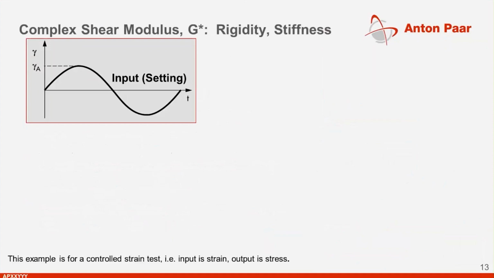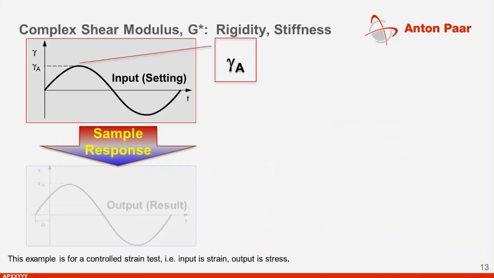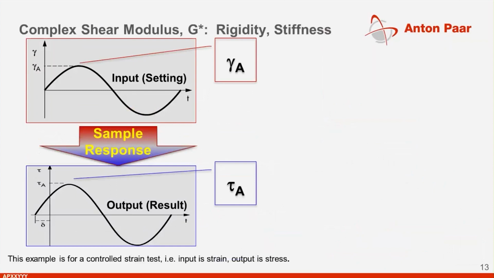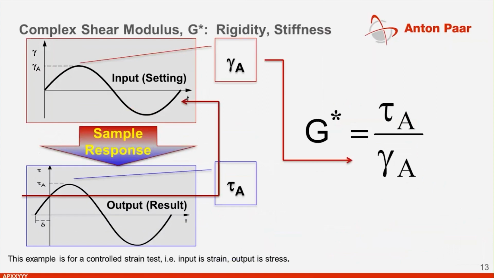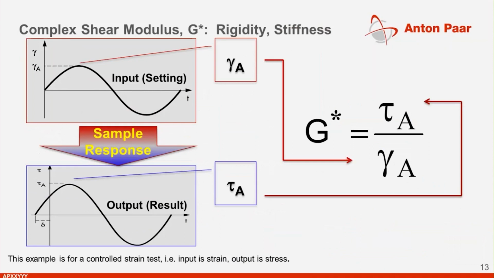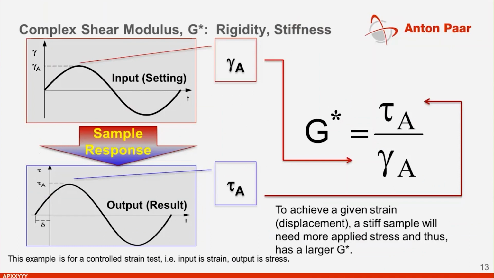Another important value for the bitumen industry and for our standards is the complex shear modulus G star. This value is representing the stiffness of a sample. In this example, we are controlling the strain and we are getting the stress as an answer. So G star is in this case calculated from tau divided by gamma. And to achieve the set displacement, the strain, a certain amount of torque, which is the stress, is needed. If a higher torque is needed to achieve the given strain, the sample has a larger value for G star.